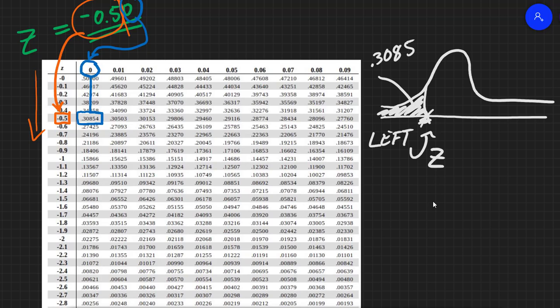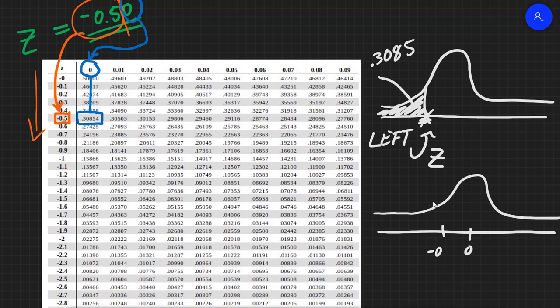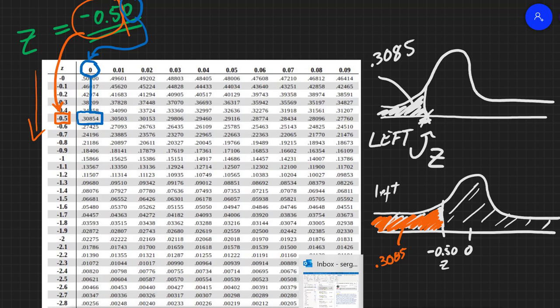Okay, so we have this curve, I'll do it again, where we know we have 0 in the middle, and over here we have negative 0.50, and we're saying there is an area under the curve left of z, this is my z. What is the area under the curve? And the area under the curve, this orange that I'm graphing out here, is 0.3085.